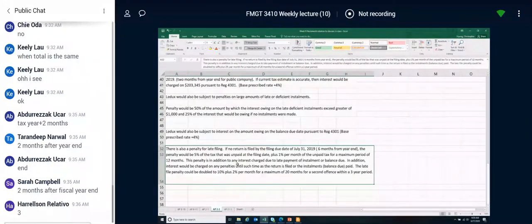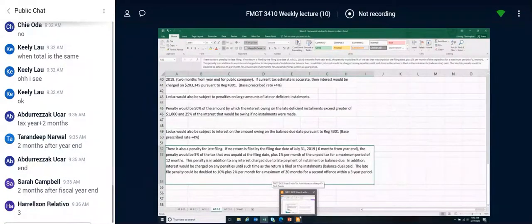Plus, interest is charged on the penalties until such time as the return is filed or the installments are paid, okay? And if you do a second offense, the penalty can be doubled to 10% plus 2% per month for a maximum of 20 months if you have two offenses within a 3-year period. So basically, the interest and the penalties can really snowball if you do not pay the amount that you owe to the CRA.